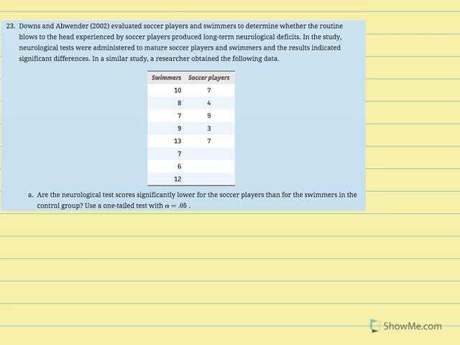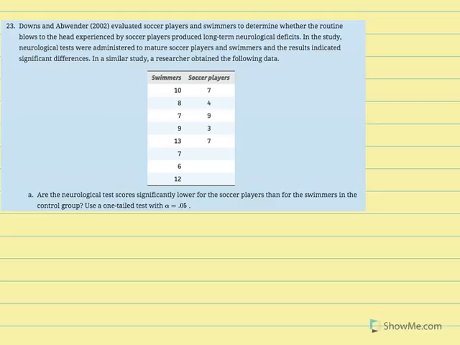All right, 23. Researchers evaluated soccer players and swimmers to determine whether the routine blows to the head experienced by soccer players produced long-term neurological deficits. In the study, neurological tests were administered to mature soccer players and swimmers, and the results indicated significant differences. In a similar study, researchers obtained the following data. A. Are the neurological test scores significantly lower for the soccer players than for swimmers in the control group? Use a one-tailed test with alpha of 0.05.